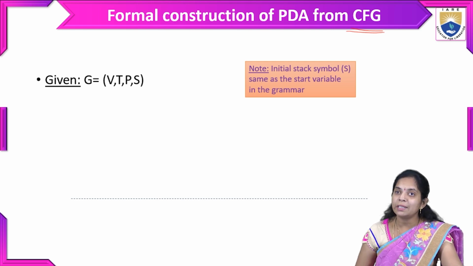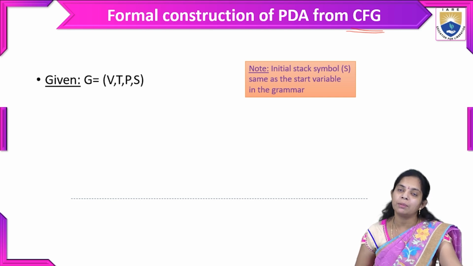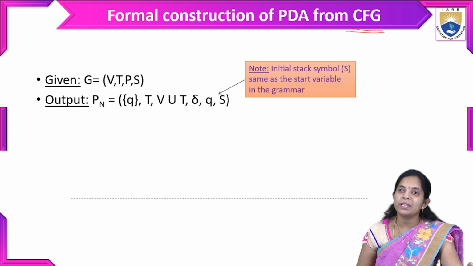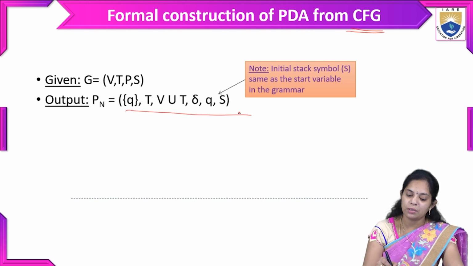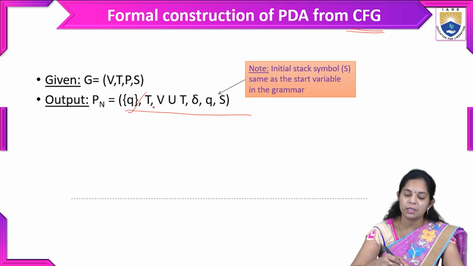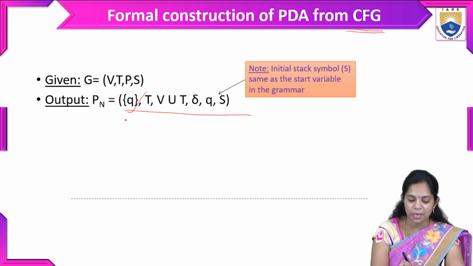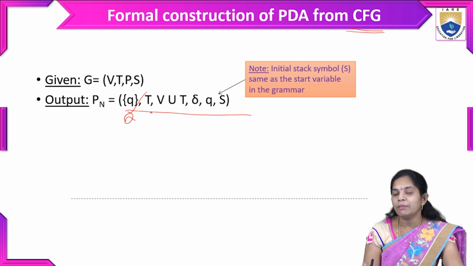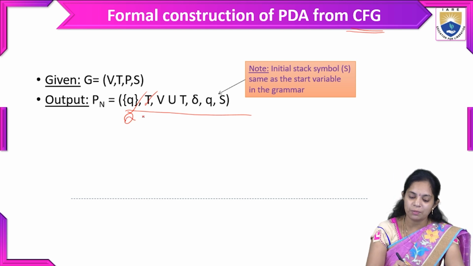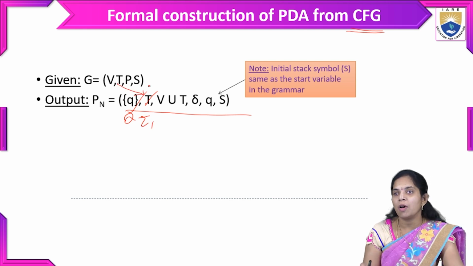And the given thing is a CFG, which is a four-tuple notation. The grammar is given, and we have to convert that to a PDA. So the PDA has how many tuple notation? The output should be in the form of a tuple notation. Here Q is a capital Q, a finite set of states, and sigma is equal to T. Sigma is the input symbols; we have to convert them into the terminals.